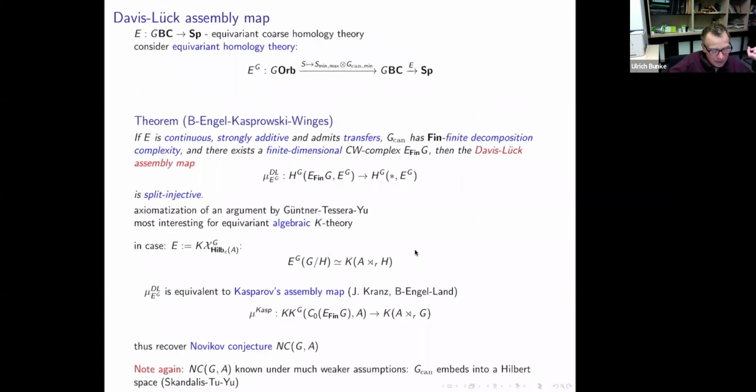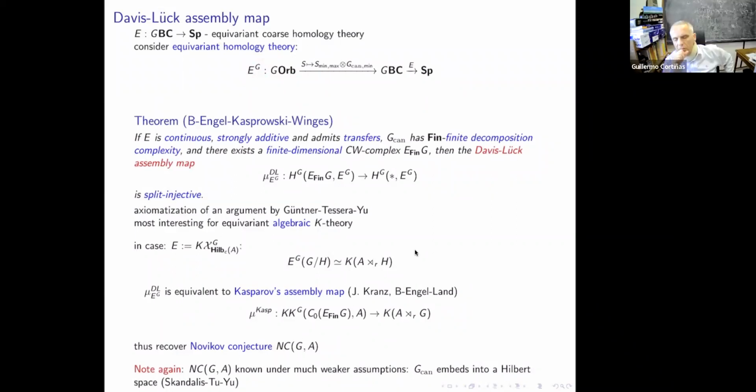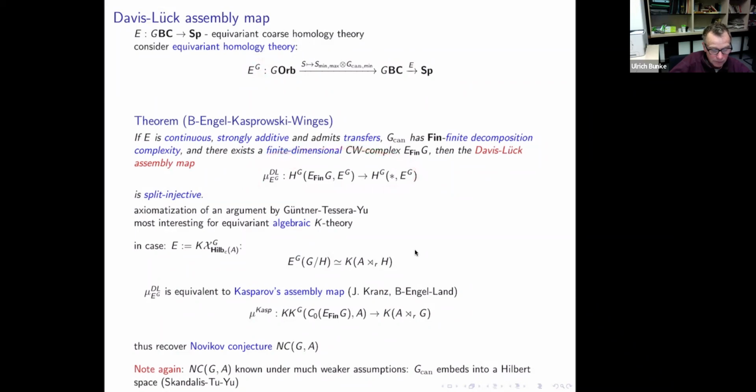You have a functor on the orbit category, say this EG, and okay, if you want to apply methods of coarse homotopy theory to say something about the Davis-Lück assembly. So if you have such a functor, we can talk about the Davis-Lück assembly. And it's defined here. It just needs a functor.